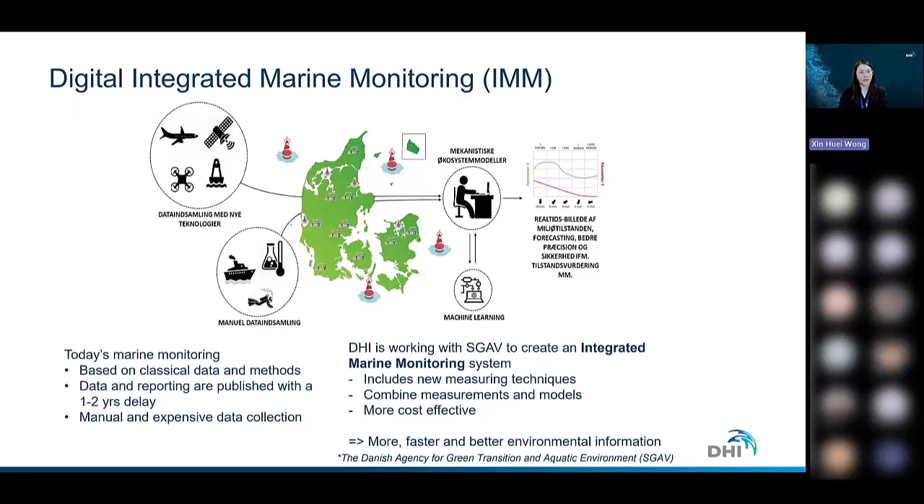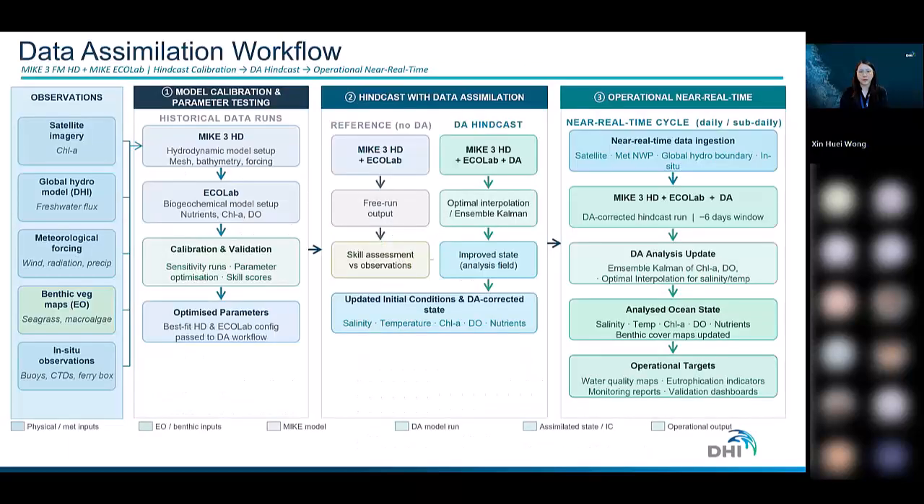So rather than replacing the traditional monitoring, we are supplementing it. We are trying to integrate it into the current modeling backbone and fill in the spatial and temporal gaps to give a good picture of the marine environment instead of just snapshots. So at the heart of it, I just want to emphasize the data assimilation workflow. It's a lot of information, but the key idea is the different phases.